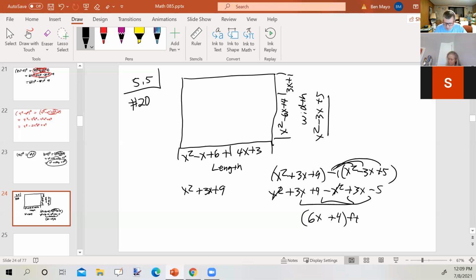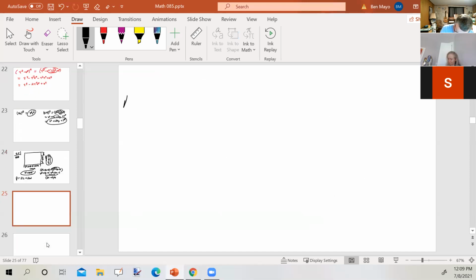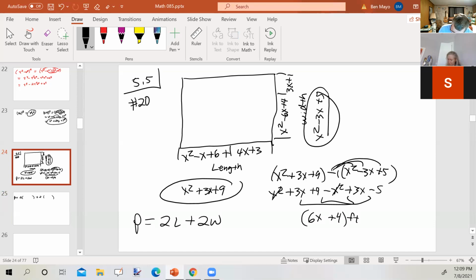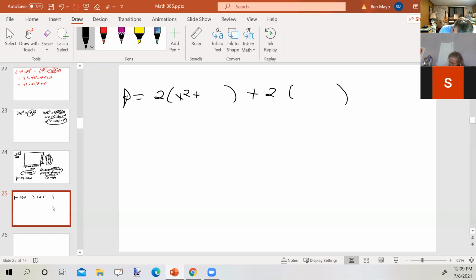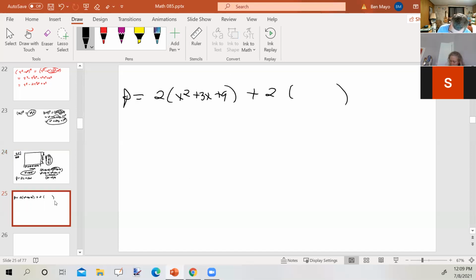Okay? So the perimeter is 2 times the length plus 2 times the width. All right? Well, this is the length and this is the width. I'm going to transfer those to the next page. The perimeter is 2 times the length plus 2 times the width. The length was x squared plus 3x plus 9. The width was x squared minus 3x plus 5. Everybody okay with that?